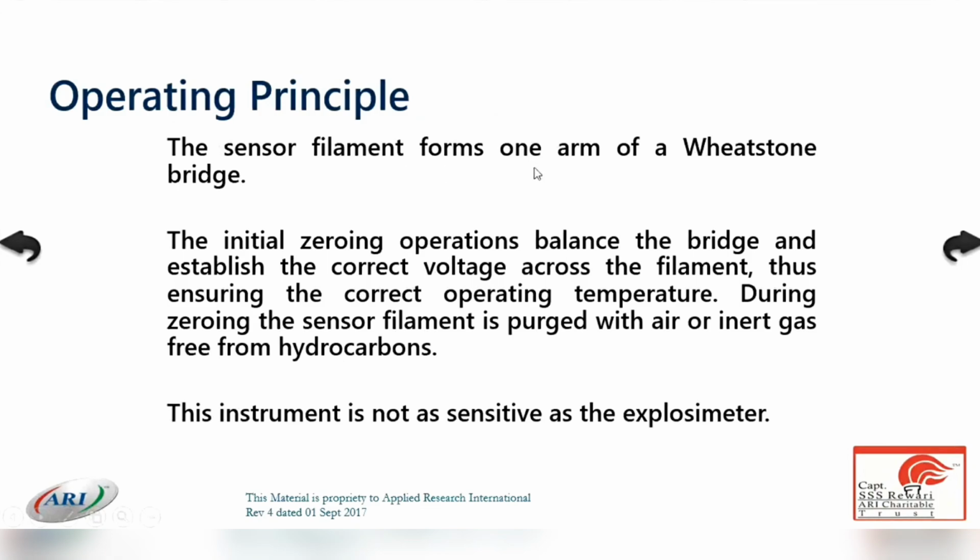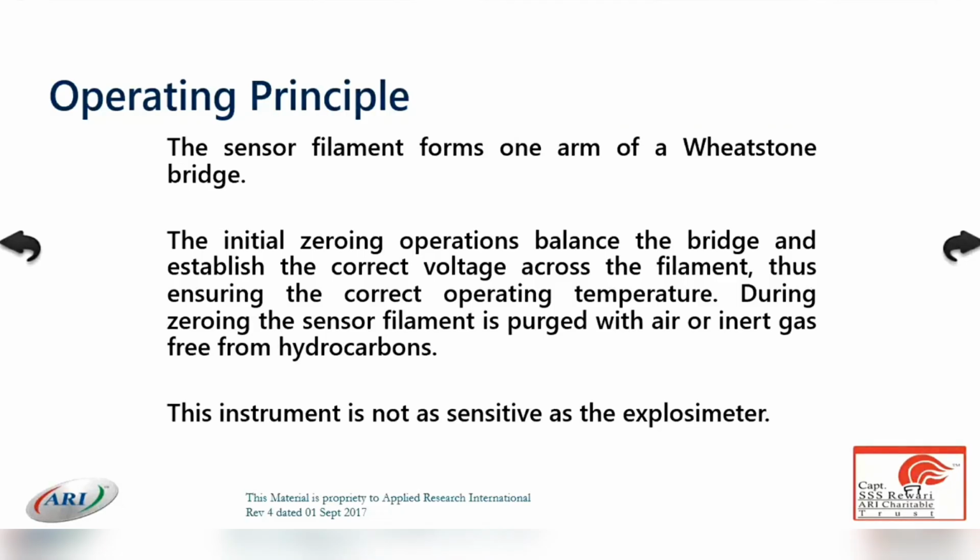The sensor filament forms one arm of the Wheatstone bridge. The initial zero operation balances the bridge and establishes the correct voltage across the filament, ensuring the correct operating temperature. During zeroing, the sensor filament is purged with air or inert gas free of hydrocarbon. There shouldn't be any hydrocarbon. When you're putting in the zero reading, when you're switching it on, it should be done in fresh air. There should not be any presence of hydrocarbon.